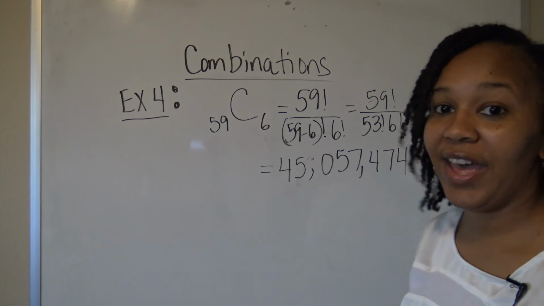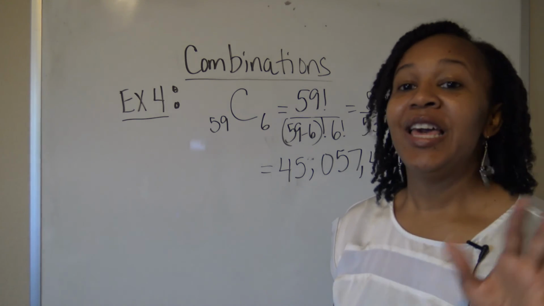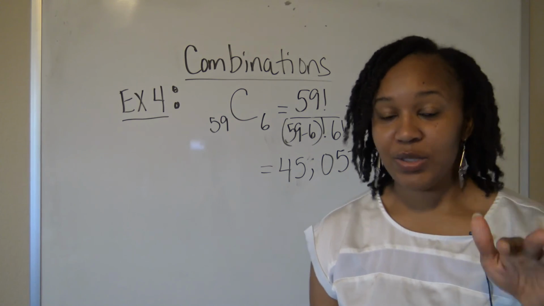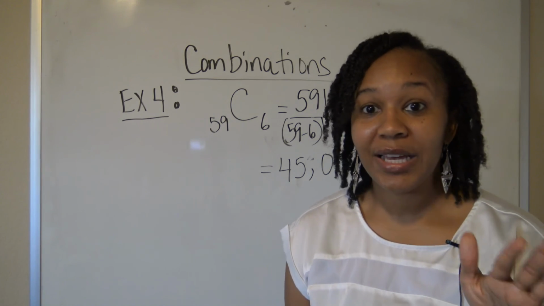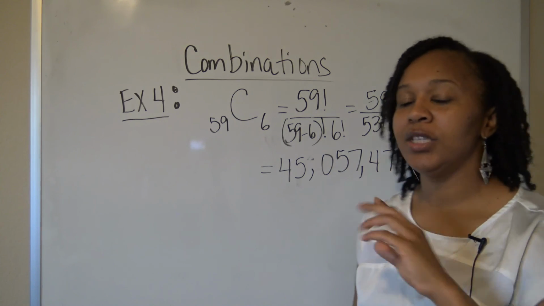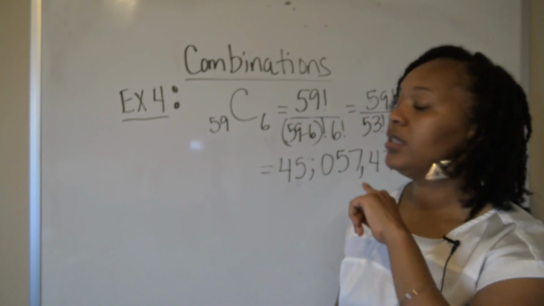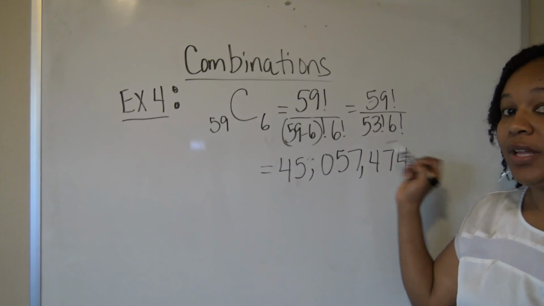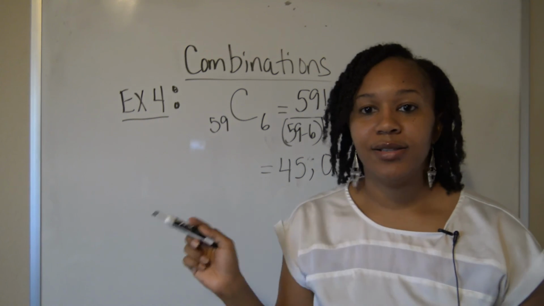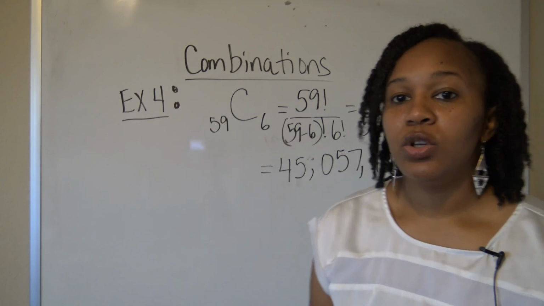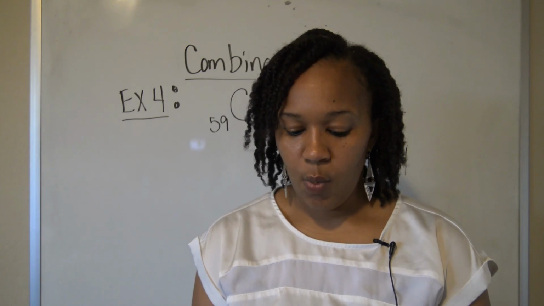45,057,474. So that is the number of different ways that you can actually select 6 numbers out of 59 numbers. And so this is why it's really hard to win the lottery, because your chances are really, really small, because there are so many different ways you can choose 6 numbers out of 59 numbers. Okay, so again, this one I specifically had to put in the calculator. I couldn't just work it out by breaking it down. That's because the numbers are so large. So you will have to use the calculator to figure out what that is.